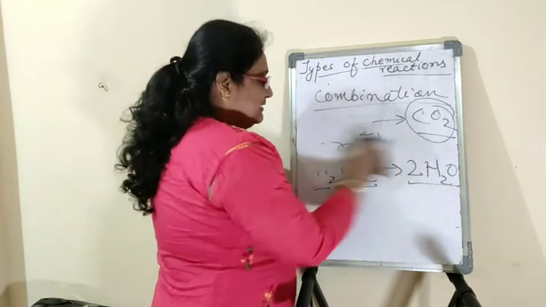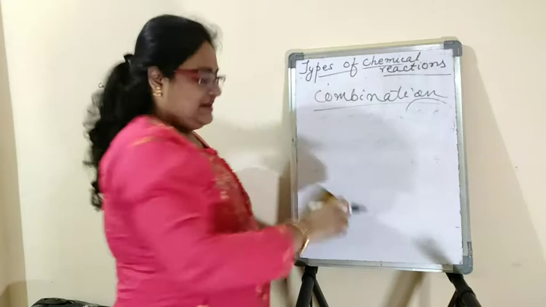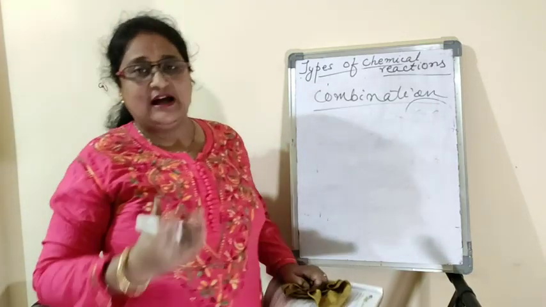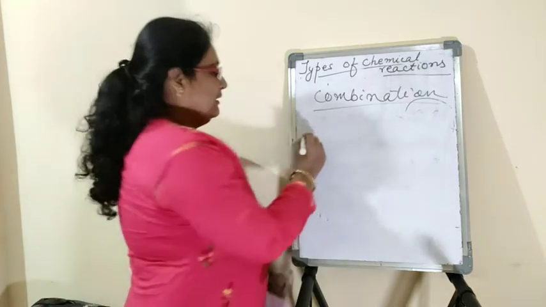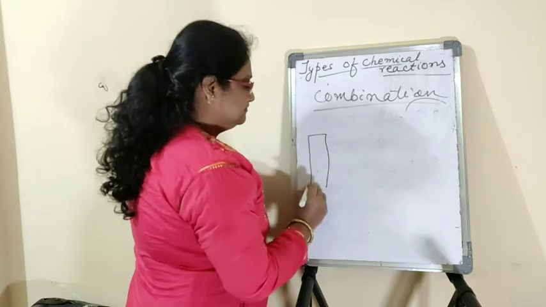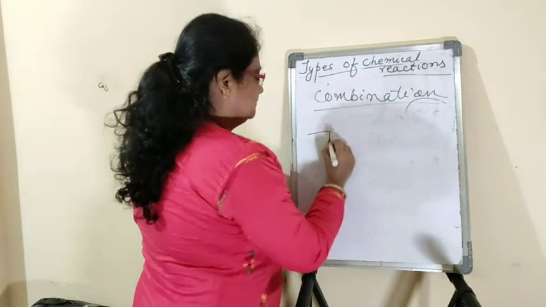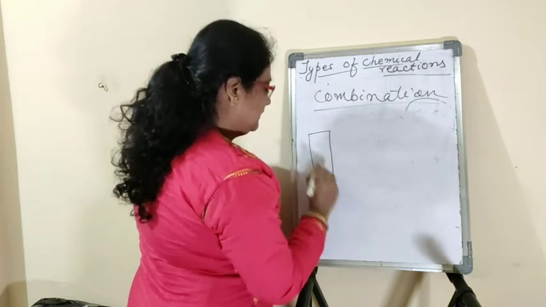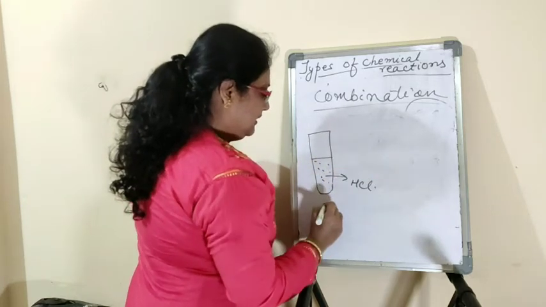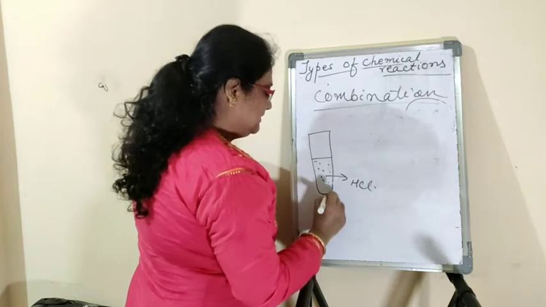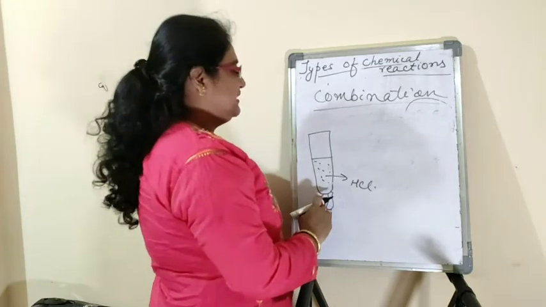We can take another example of a combination reaction. For that I will elaborate one experiment which you will do in your practical classes as well. First take one test tube containing hydrochloric acid, HCl. Now heat it with the Bunsen burner. Heat the test tube with the help of a spirit lamp or Bunsen burner, whatever you have.